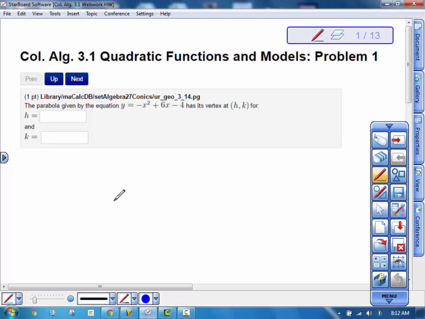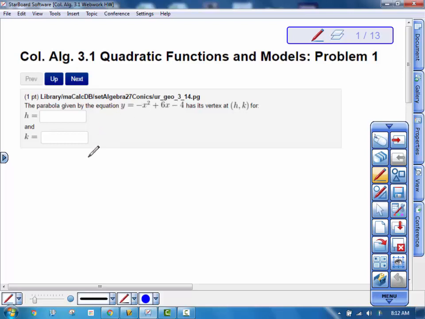All right, College Algebra 3.1 homework. First problem gives us an equation for a parabola, and it wants to know where the vertex is. There's two different ways to do this. I'll do the easiest way first, and then I'll do the other way, which is a little harder, but I think it's good to learn because we're going to have to complete the square when we do conic sections later. So I would learn both ways if I were you.